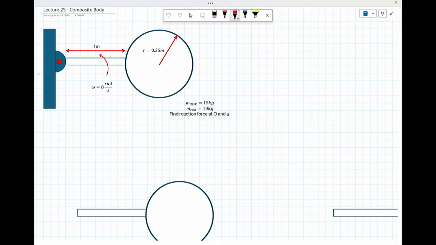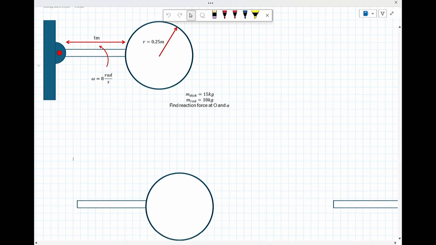I have a disk, and it's attached to a long, slender rod. And the rod, or the system, is rotating counterclockwise at 8 rad/s. The long, slender rod has a length of 1 meter. The disk has a radius of 0.25 meters. The mass of the disk is given as 15 kilos. The mass of the rod is 10 kilos. Find the reaction forces at O and alpha of the system. All right.